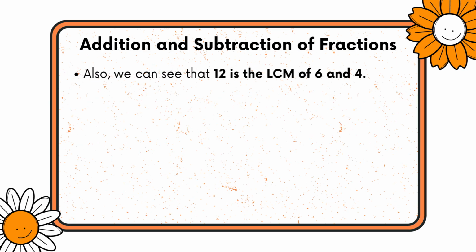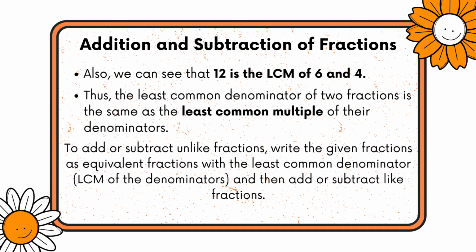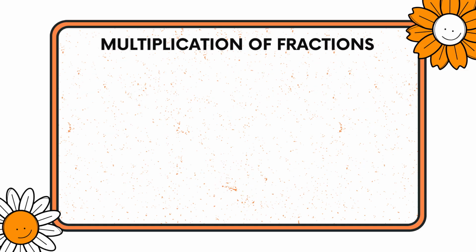Also, we can see that 12 is the LCM of 6 and 4. Thus, the least common denominator of two fractions is the same as the least common multiple of their denominators. To add or subtract unlike fractions, write the given fractions as equivalent fractions with the least common denominator, LCM, of the denominators, and then add or subtract like fractions.